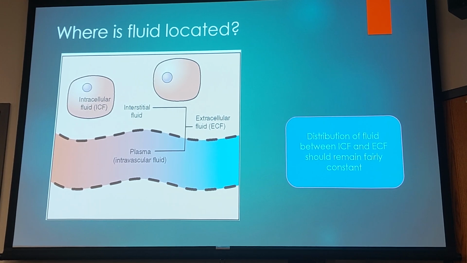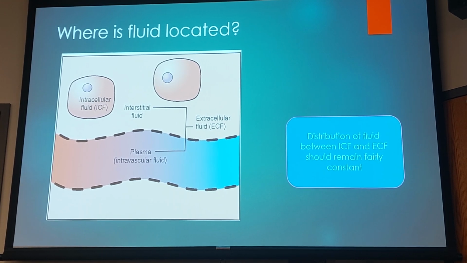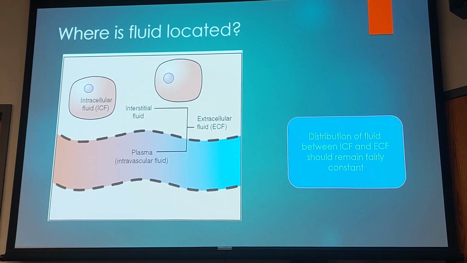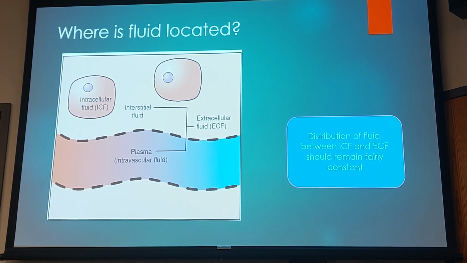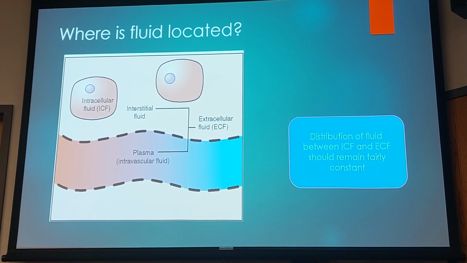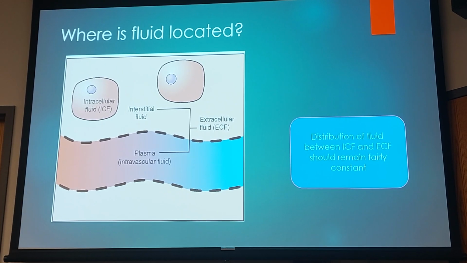Just as your reminder where our fluid is. And when we're talking about dehydration, when it comes to hypo, hyper, and isotonic dehydration, we're talking about extracellular fluid, right? So what's in the tissues, but primarily what's in the plasma, what's in our blood, what's in our veins, what's going on there, right? So we have fluid in the cells, we have fluid outside of the cells, and then two areas outside that cell.